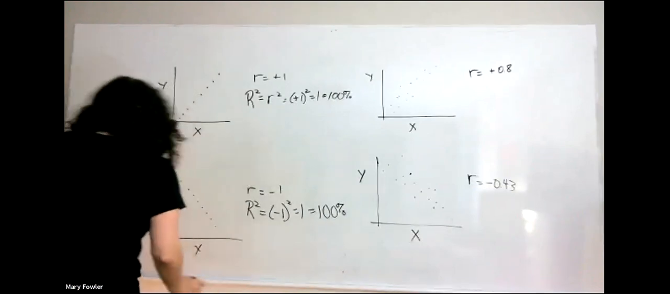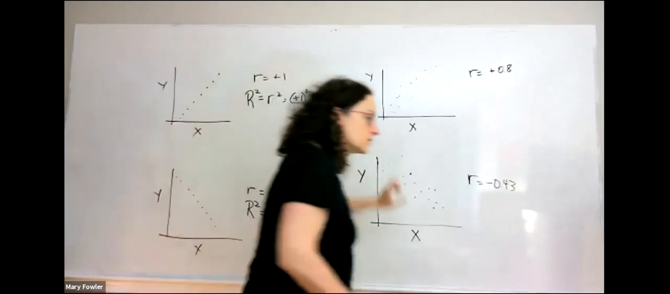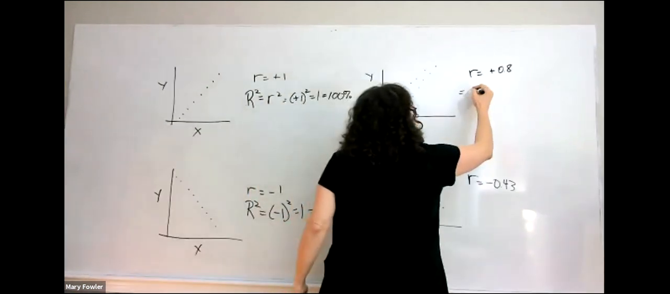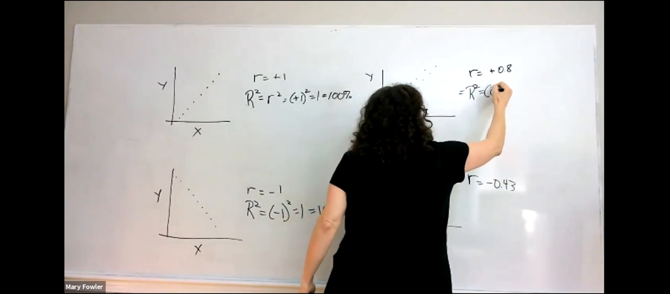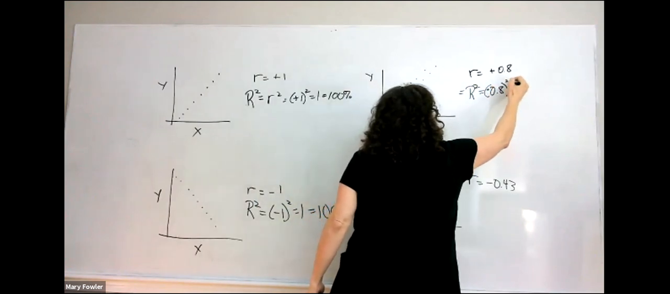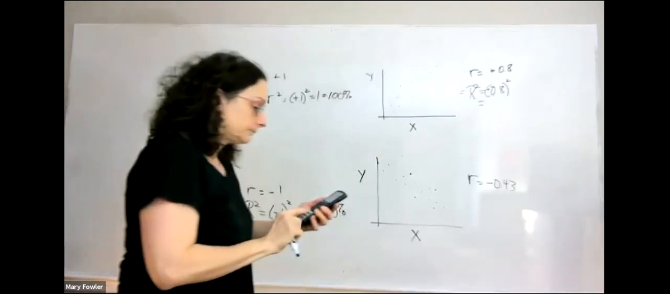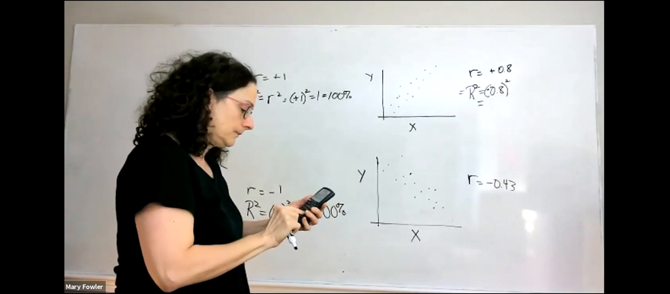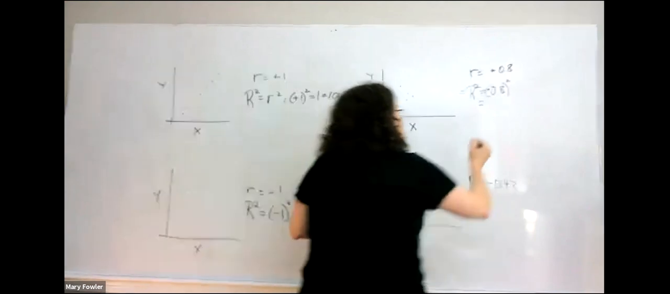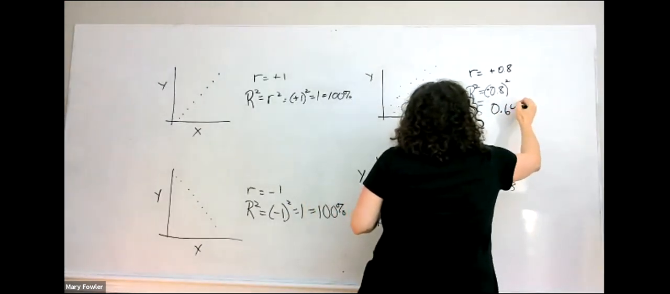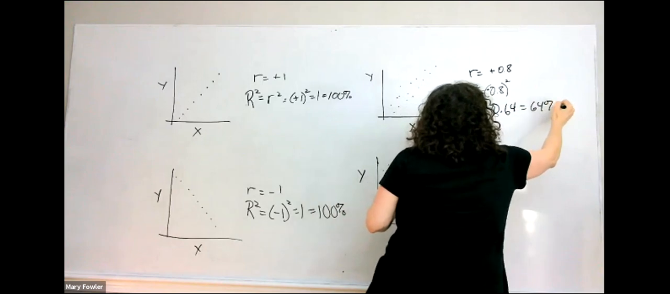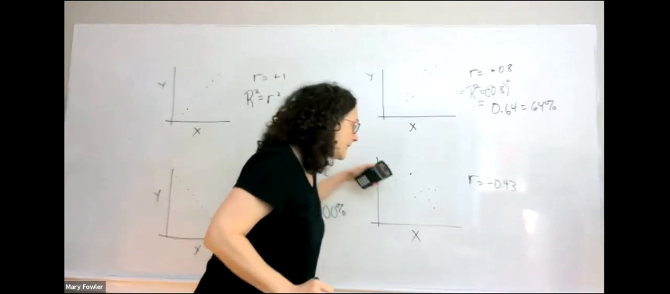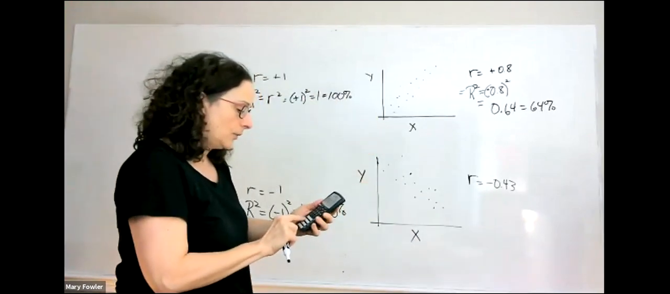So we're going to go over and look at these more moderate situations and calculate the coefficient of determination. We'll need the calculator. R squared is going to be 0.8 squared, and we get 0.64, which is 64%. And then finally, we're going to come down here to this negative correlation, and we're going to figure out what R squared is.